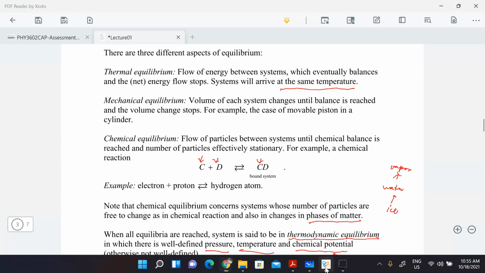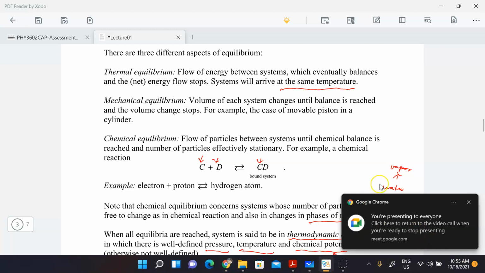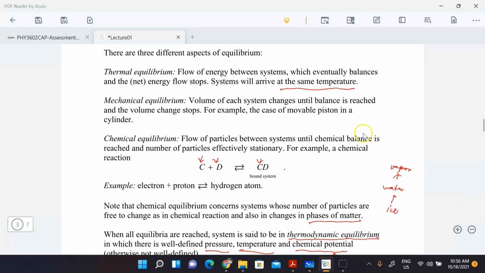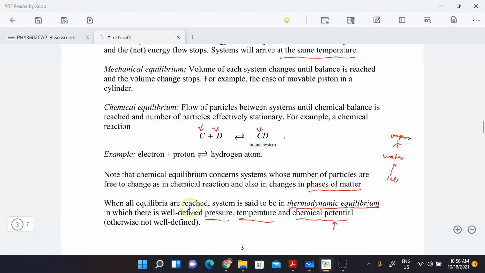Back to the notes. So when all three equilibria are satisfied, then we say it's called a thermodynamic equilibrium. In thermodynamic equilibrium, you can have a well-defined pressure, a well-defined temperature, and a well-defined chemical potential. Chemical potential is something to do with the species of particles in the system. We will look at it later on as well.